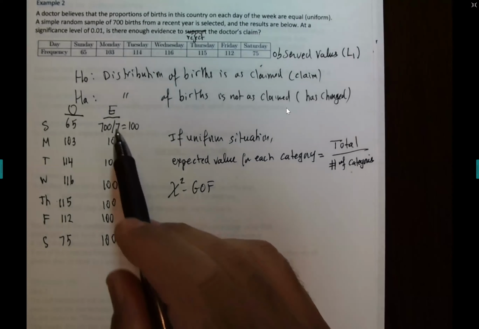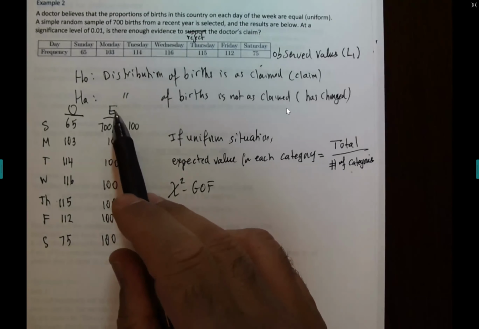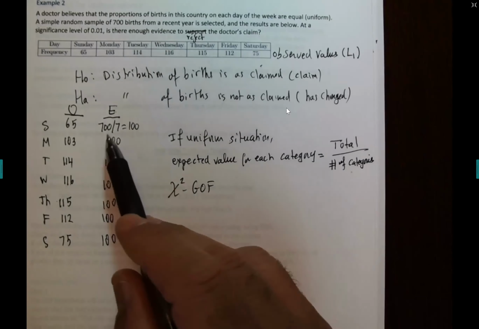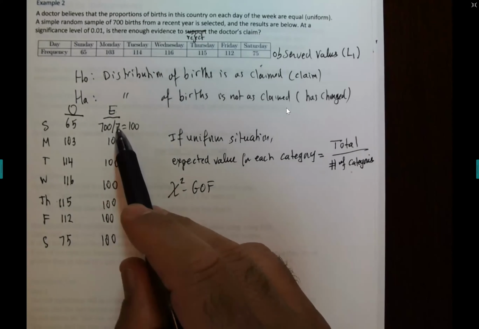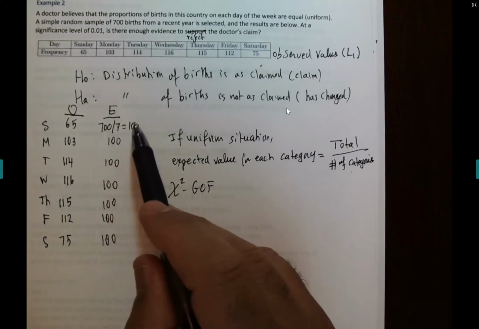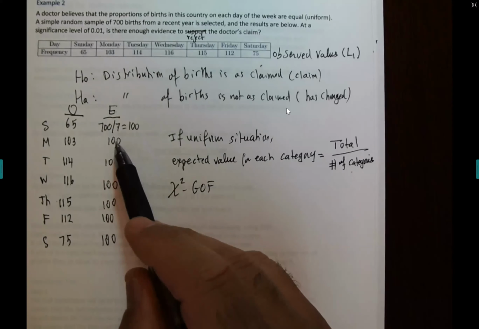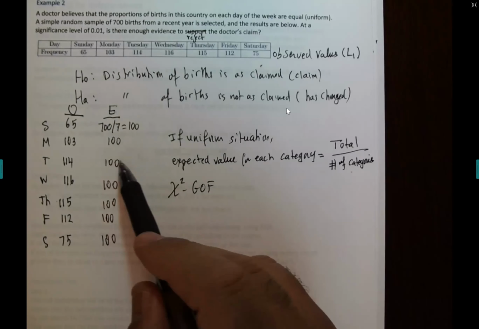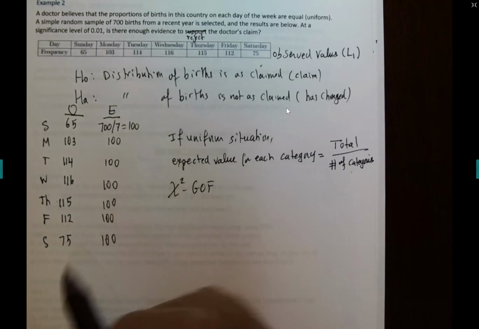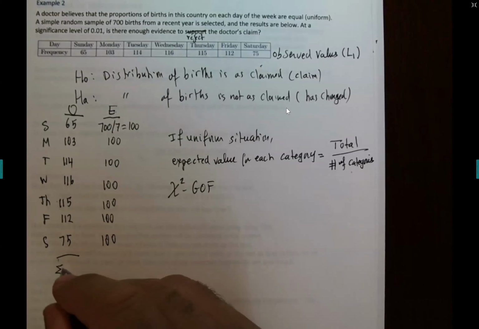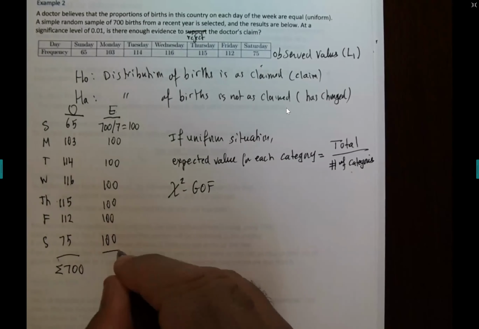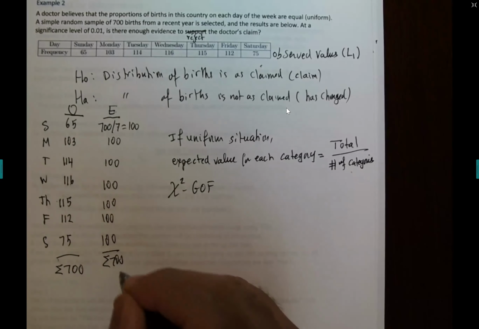So again, the expected value will be, because they are uniform, they are equal, you take the grand total and divide it by the number of categories. 700 divided by 7 is 100. And then it has to be 100 for this, because he says they are equal. And if you add those, you're going to get the 700. And if you add the expected values, you're going to get the 700 as well.